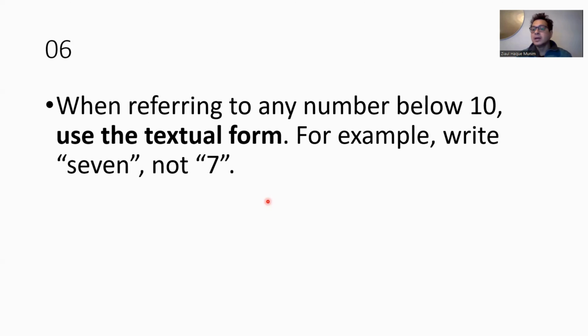So tip number 6, when referencing to any number below 10, when you're writing, use textual form. Okay. For example, if you have to say a total of 7, then write it in words. So write a total of seven, the spelling, not just put the number there. Okay. But when you have 10 or more, then use just the numeric format. Then you don't have to use the textual format.